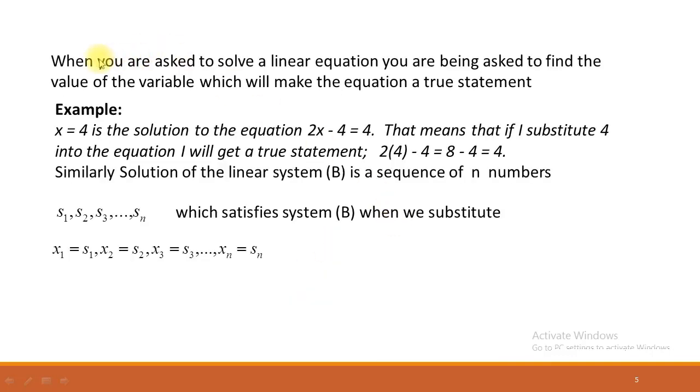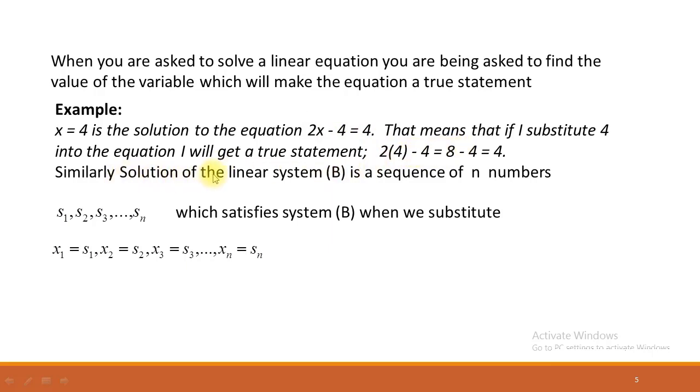Now when you are asked to solve a linear equation, you are being asked to find the value of the variable which will make the equation a true statement. For example, x is equal to 4 is the solution to the equation 2x minus 4 is equal to 4. That means that if I substitute x equal to 4 in this given equation, I will get a true statement. For example, 2 into 4, 4 is the value of x, minus 4, 2 fours are 8, minus 4 is equal to 4.